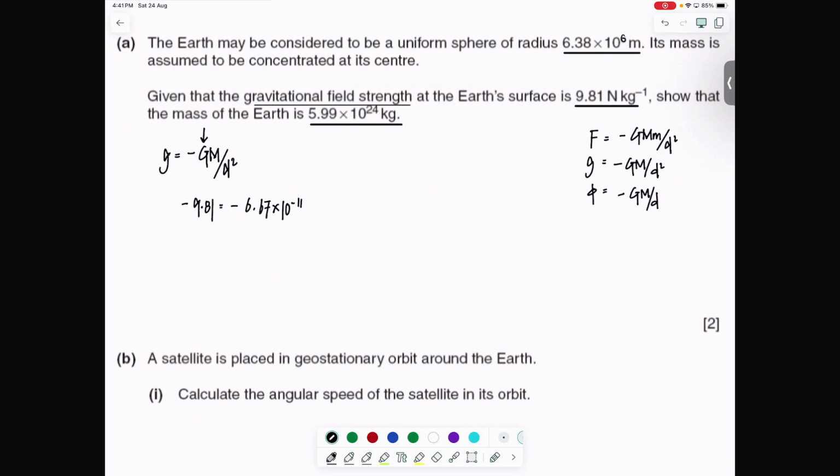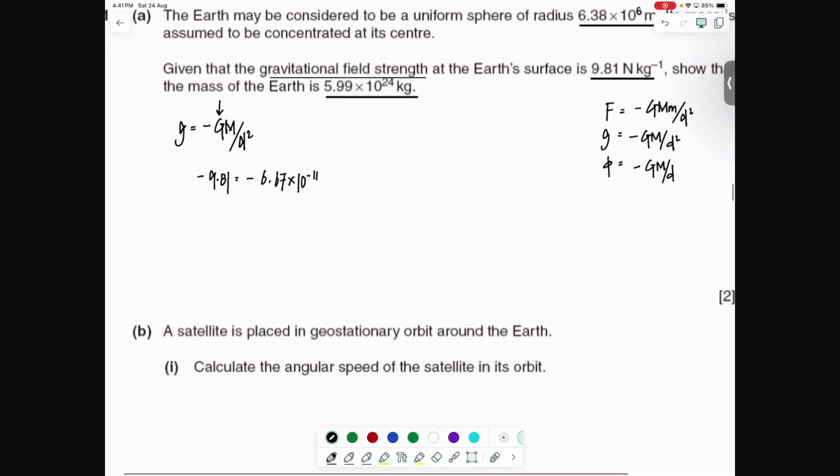Something as big as the Earth can only apply 10 newtons on a 1 kg mass. 10 newtons is just like, that much. So the Earth, with all its mass, can only apply that much force, which is really weak, right? So that's why gravitational field is the weakest field out there.